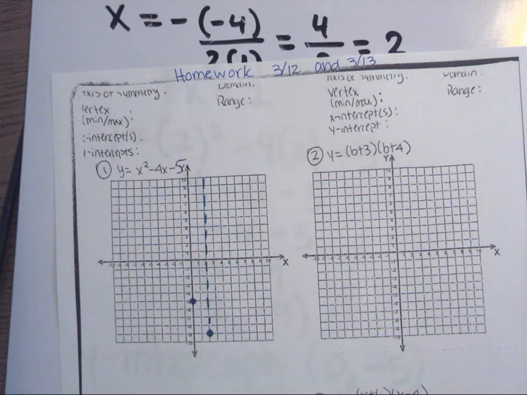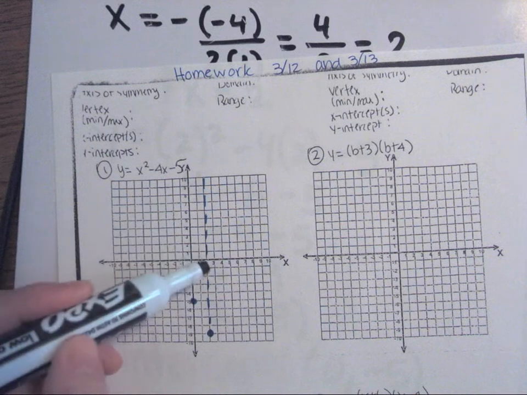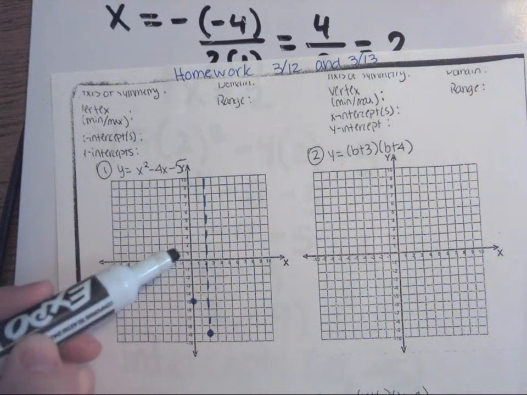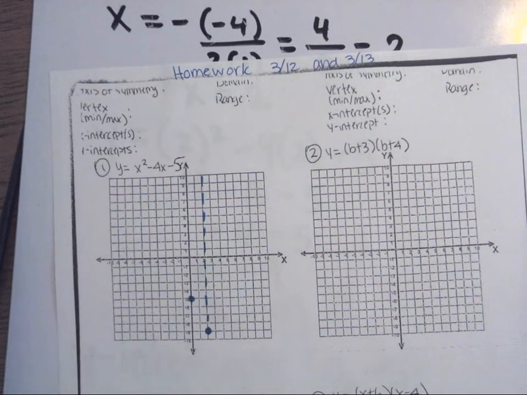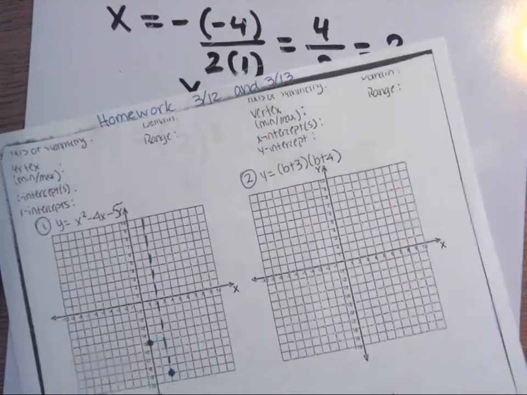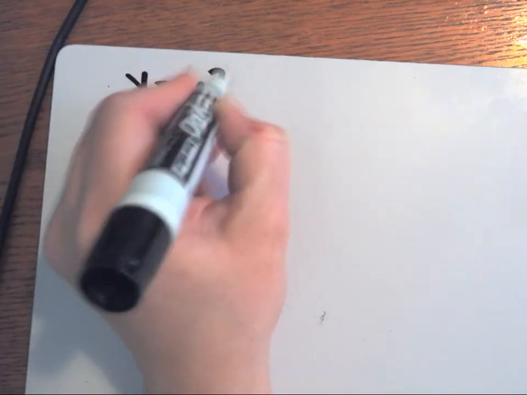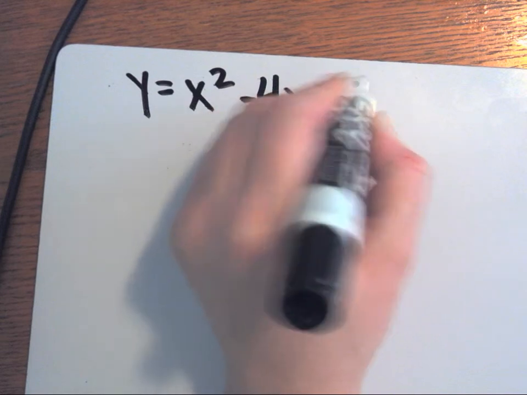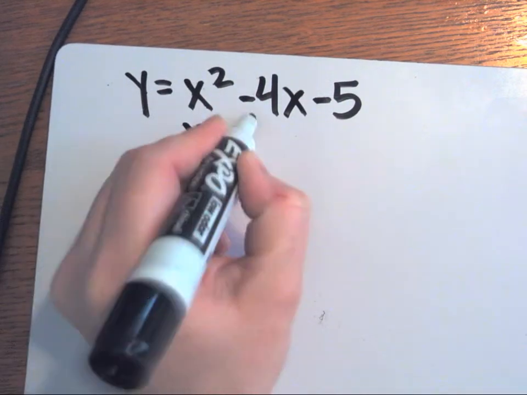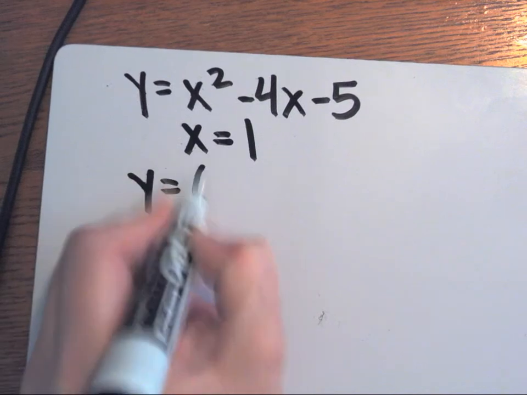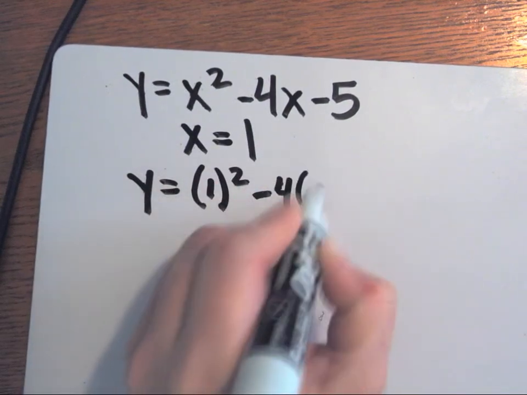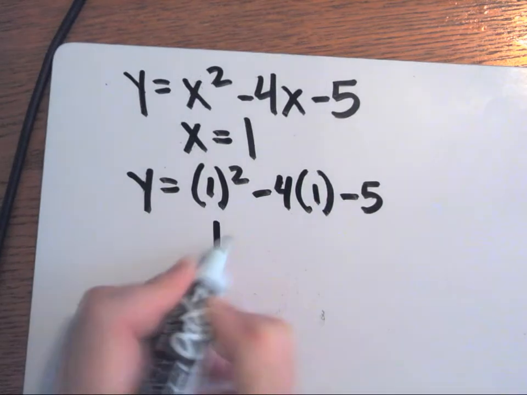negative 5. Now it's important to find a few other points. When I look at my axis of symmetry, it's at 2, so I'm going to use 1, and I'm also going to use negative 1. Then I'll have a fair number of points that I can use to make my graph. So I'll go back to my original equation again, plug that in. So my equation is y equals x squared minus 4x minus 5. I am evaluating for x equals 1. So I'm going to substitute that in place and simplify.